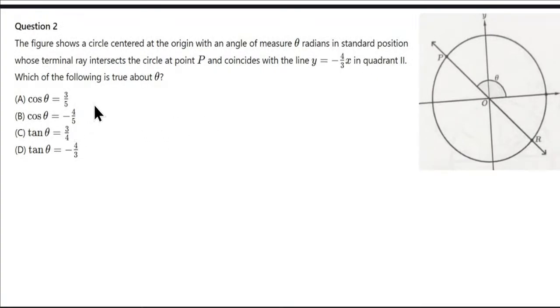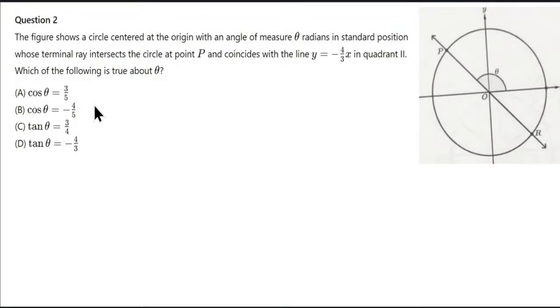This figure shows a circle centered at the origin with an angle measure theta in the standard position whose terminal ray intersects the circle at point P. This is P over here. And the equation of the line is given. The equation of the line is y equals negative 4 over 3 x. And that is in quadrant 2. This portion is in quadrant 2. So which of the following is true about theta?